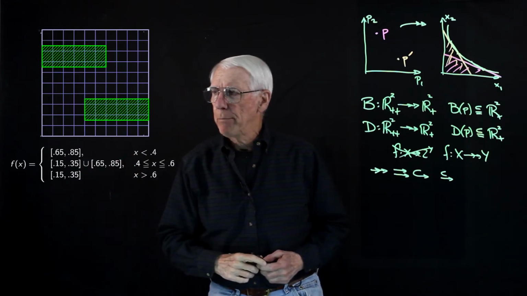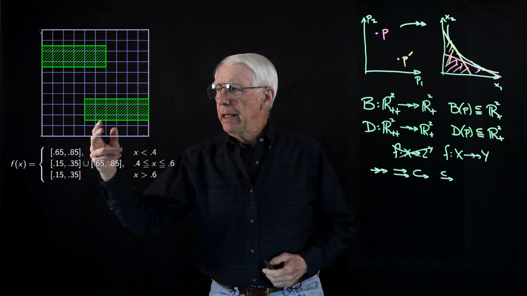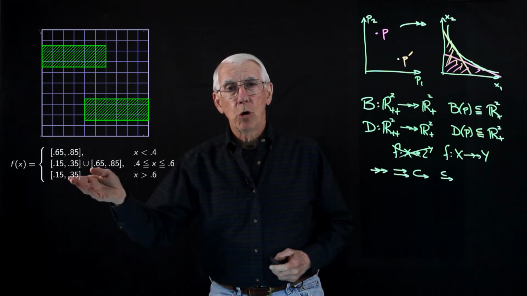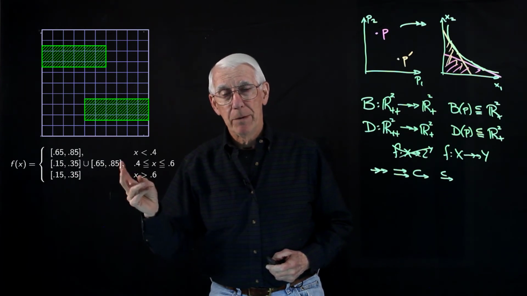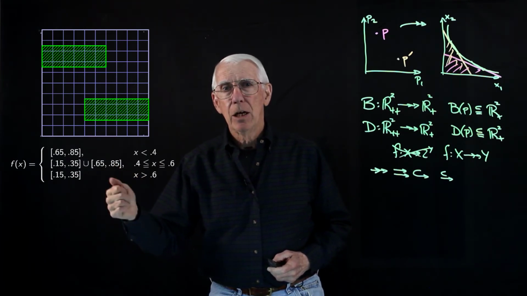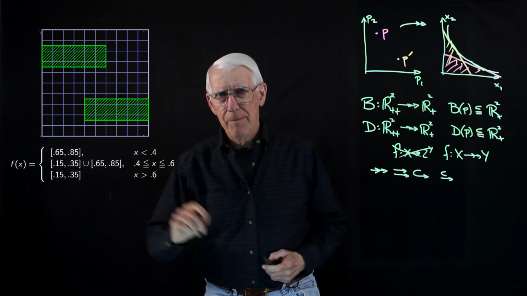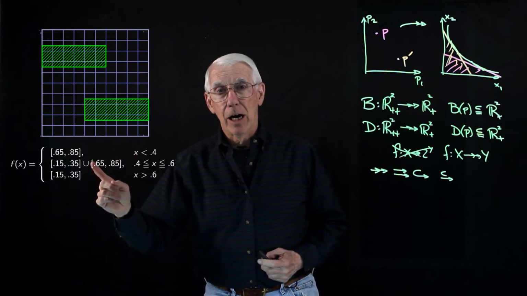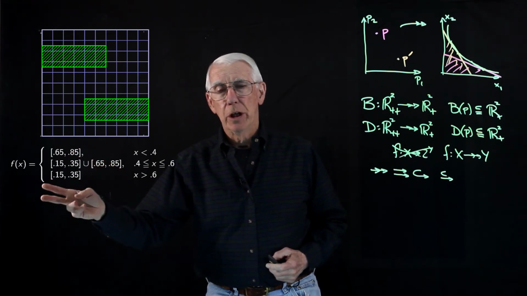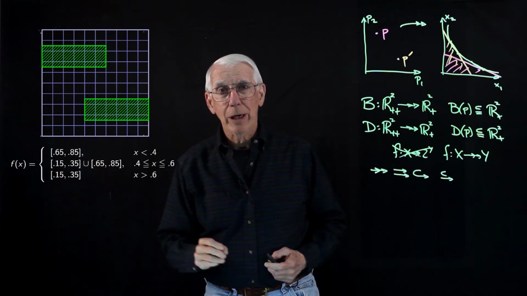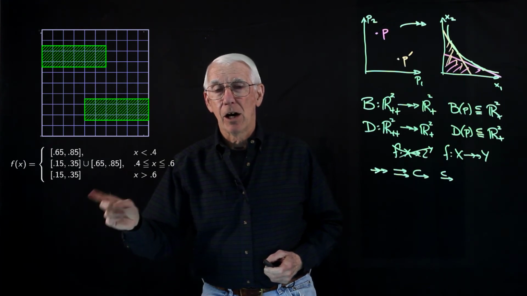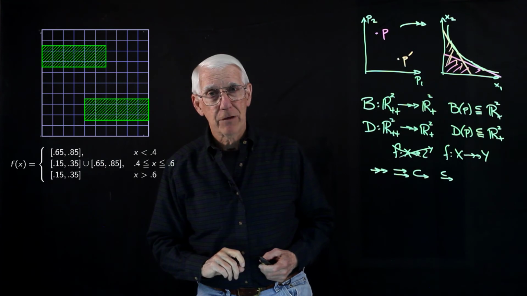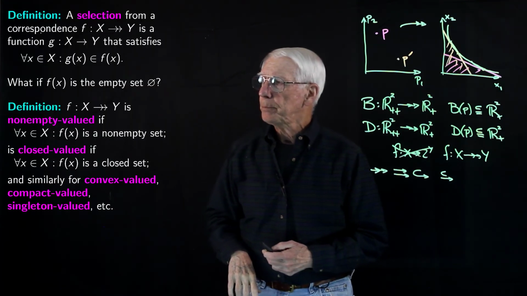And the last example, again, the image here is always either a closed interval or the union of closed intervals. So the image is closed and compact. So this is both a closed valued and a compact valued correspondence, but is not convex valued because the union of the two disjoint closed intervals is not a convex set, so the image isn't always convex, so it's not a convex valued correspondence.